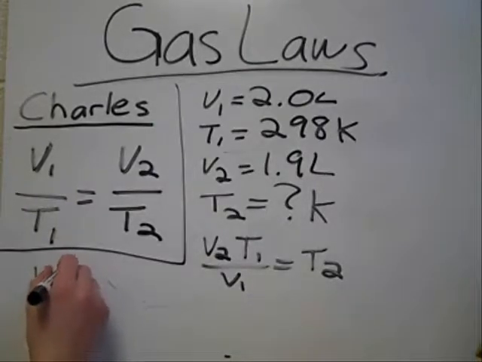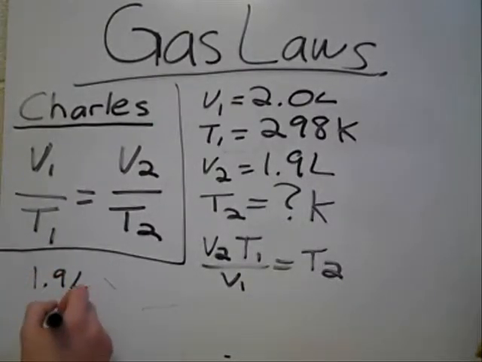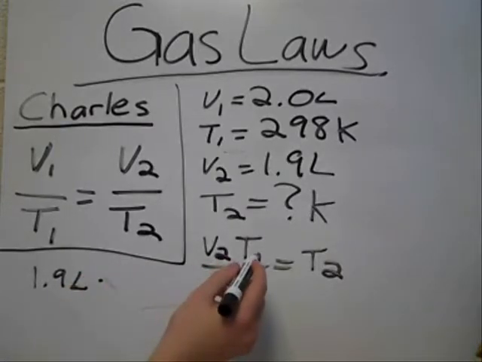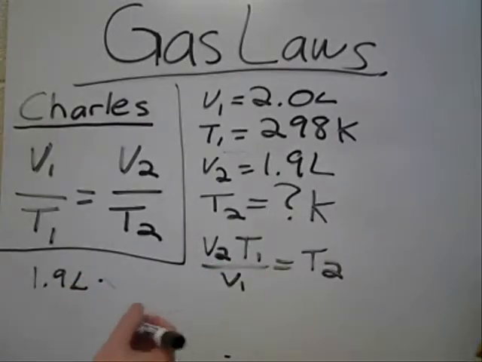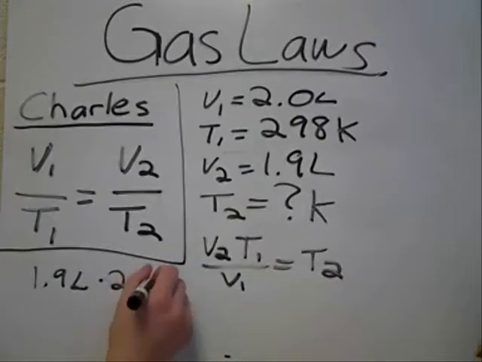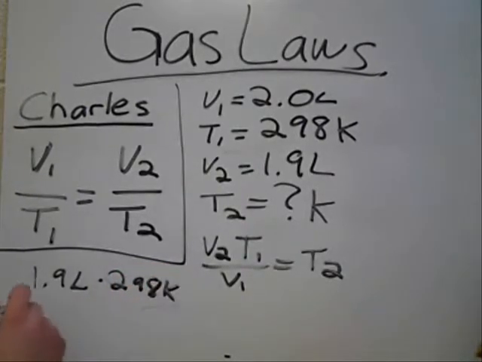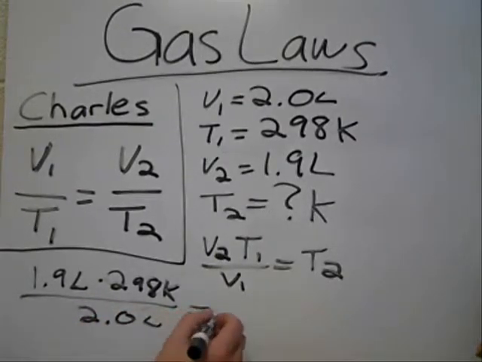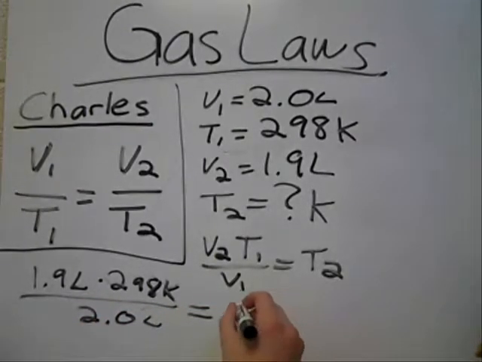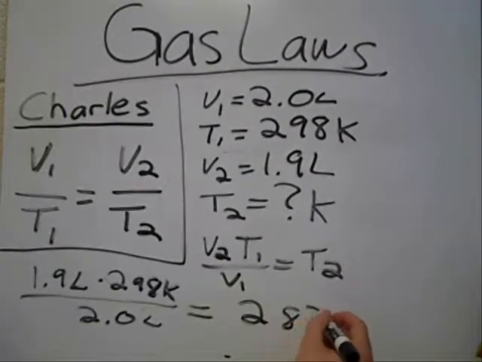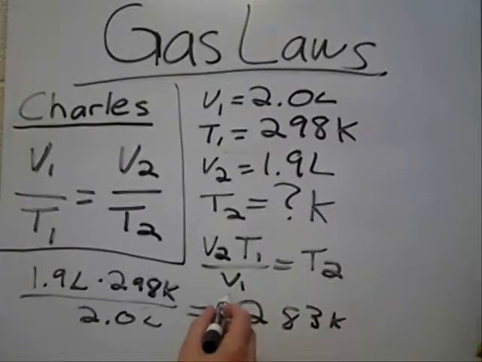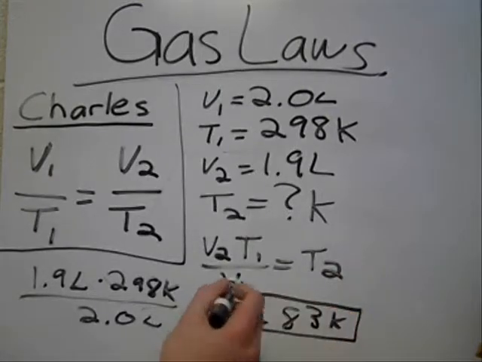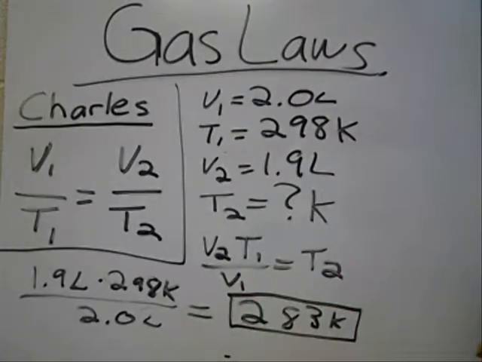We have 1.9 liters for V2. T1 is equal to 298 Kelvin. And we put that over V1, which is 2 liters. Plug all that in on your calculator, and we get 283 Kelvin, which is the temperature of the room after it's cooled.